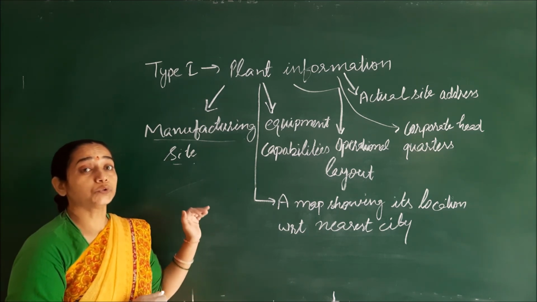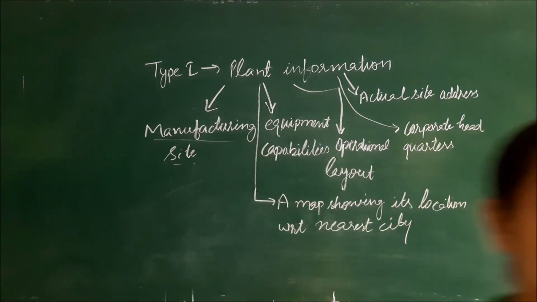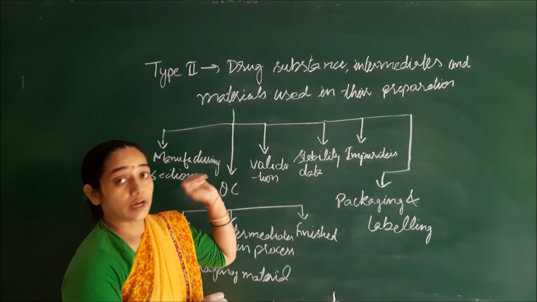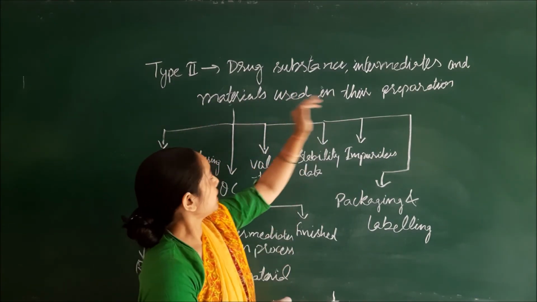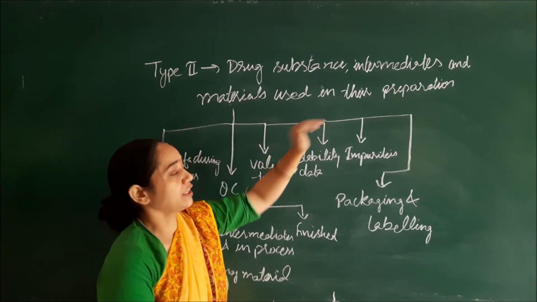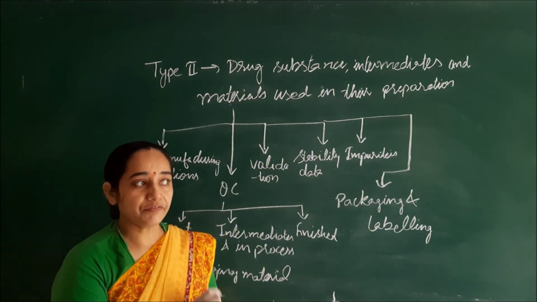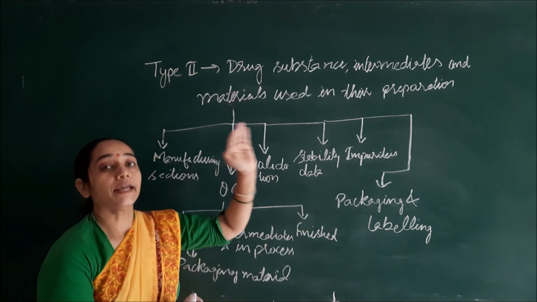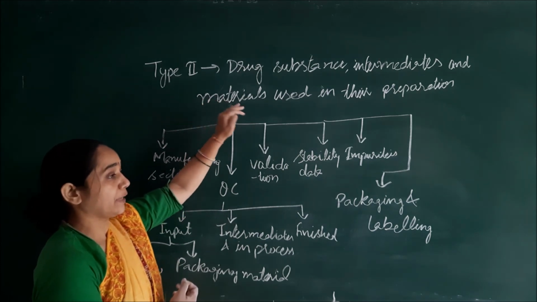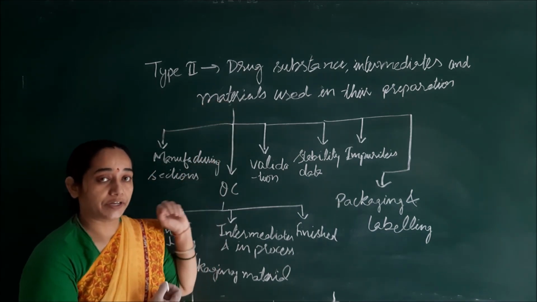Now we will move to the Type 2 Drug Master File. Type 2 is the drug substance, intermediate and materials used in their preparation DMF. This Type 2 DMF will contain all the information about the drug substance, intermediates and the materials which will be used for the preparation of the product.